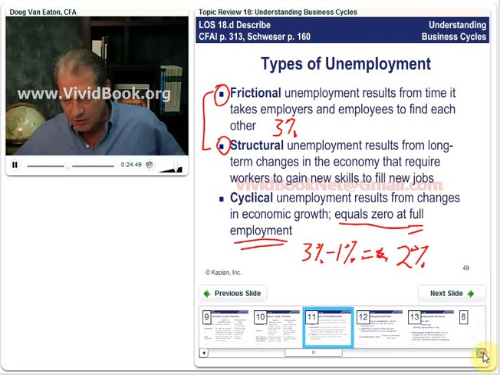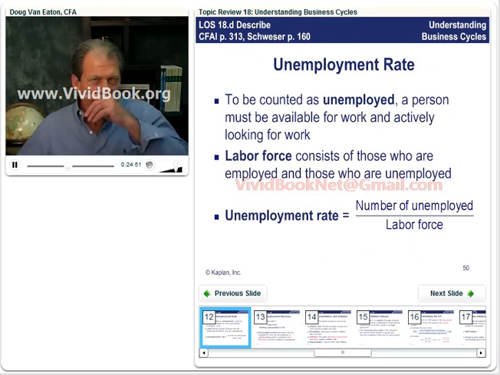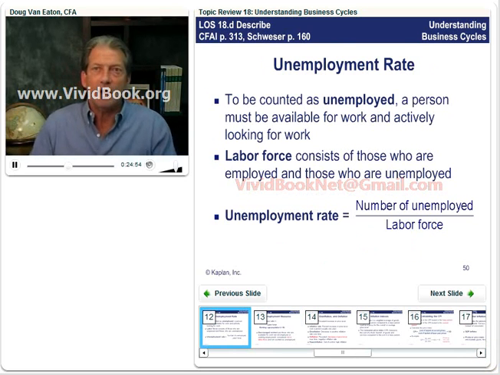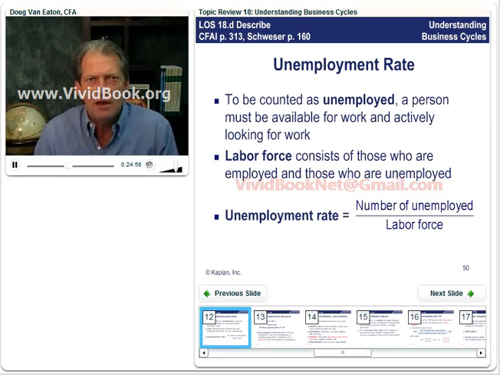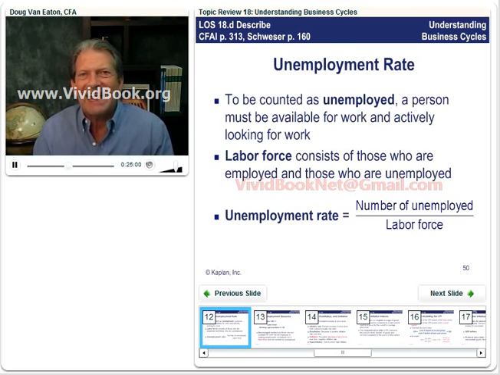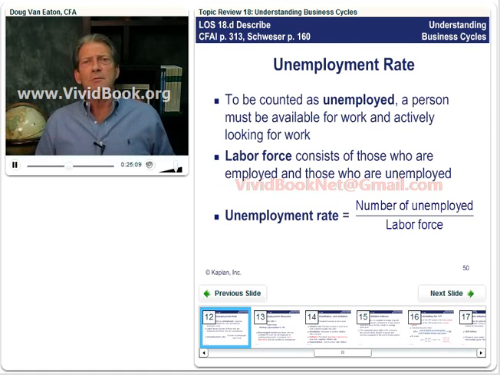Let's get some other terms here locked down. Now, what do we mean when we say someone's unemployed? Just that they don't have a job? No, that's not good enough. They must be available for work and actively looking for work to be counted as unemployed. When we talk about the labor force, we're talking about all those who are employed and those who are available and actively looking for work, the unemployed. So employed plus unemployed equals the labor force.